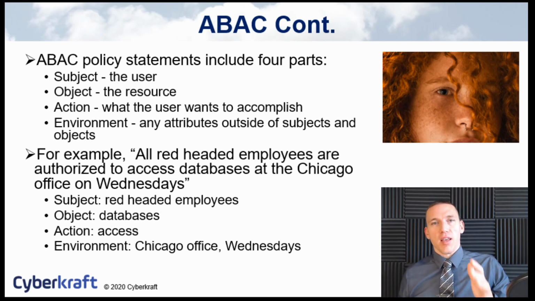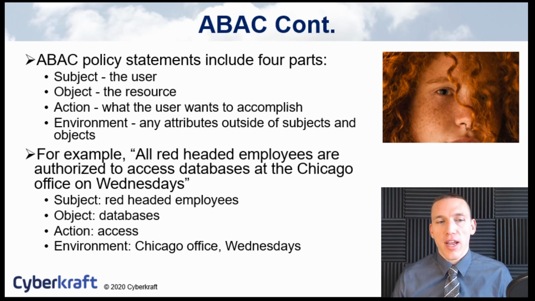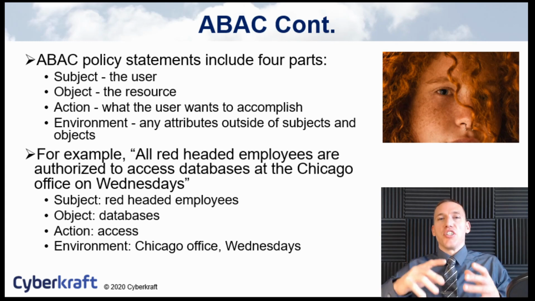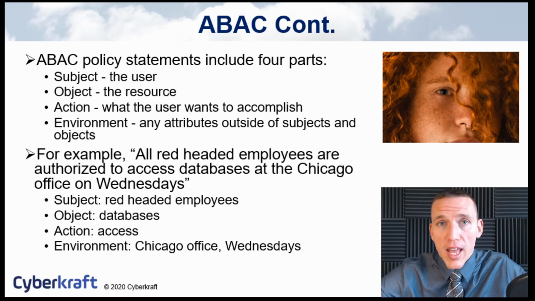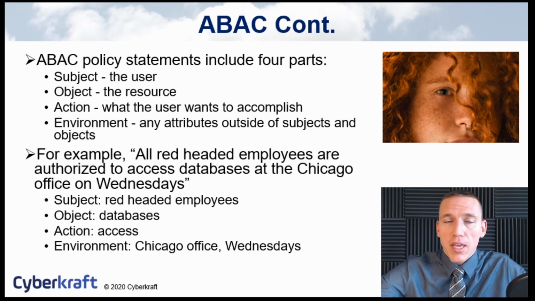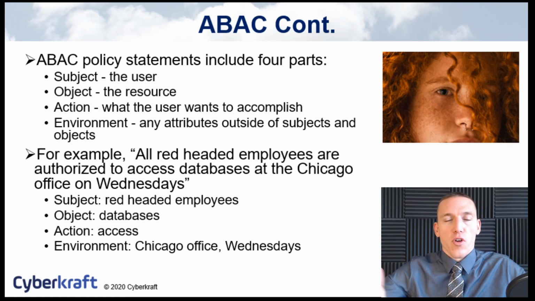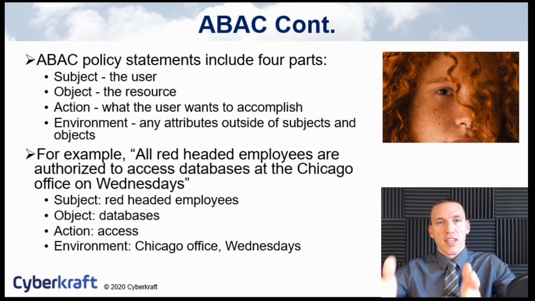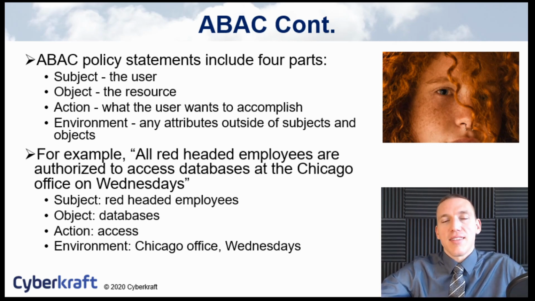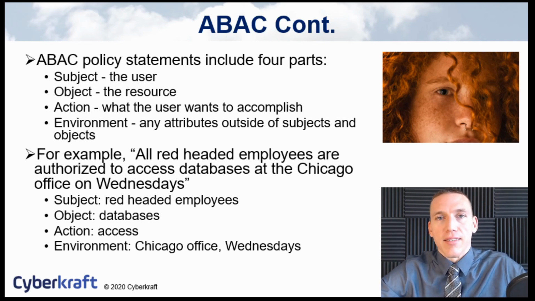For example, you can say something like, all Red Hat employees are authorized to access databases at the Chicago office on Wednesdays. With that statement, we have the subject, which is Red Hat employees. The object is databases. That's what the subject wants to access. The action is access. That's the verb that they're doing. And then the environment is the Chicago office and Wednesdays. Those are the conditions. So you can clearly list it out using ABAC, or attribute-based access control.